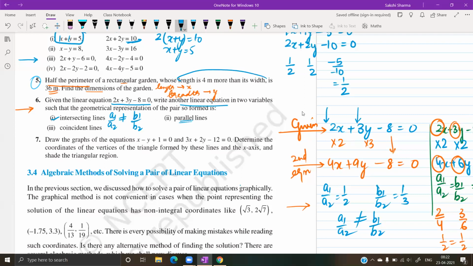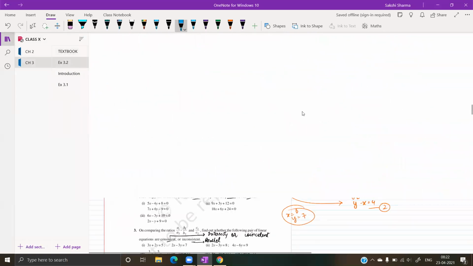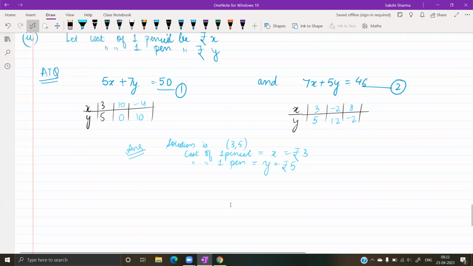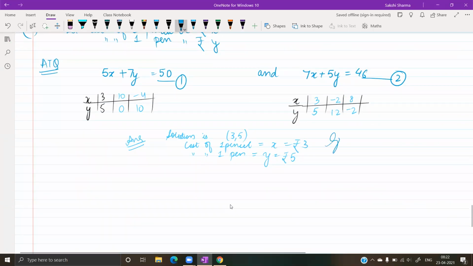And the second relation is between length and width. Length is 4 meters more than the width. So using these two, we will form two linear equations. I'm leaving the graph work up to you. Kindly do that.